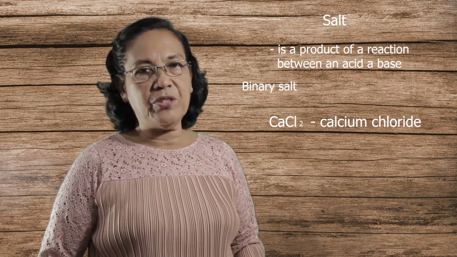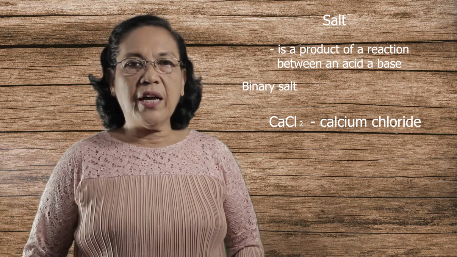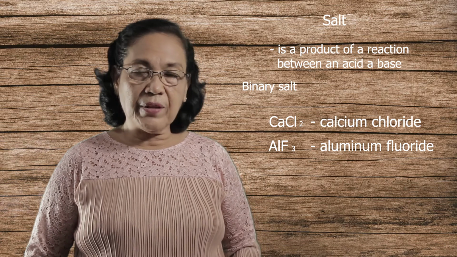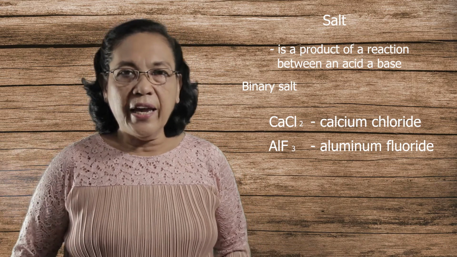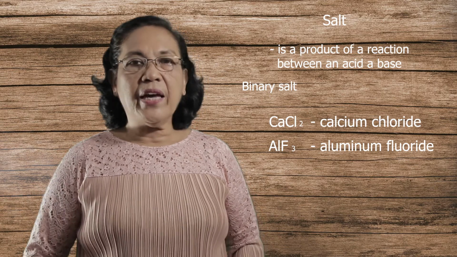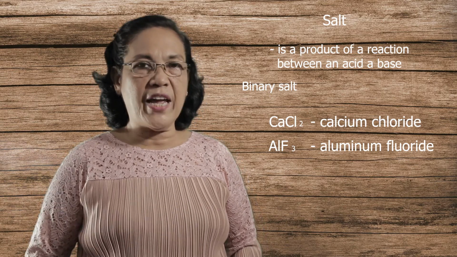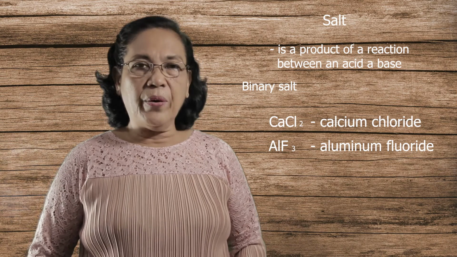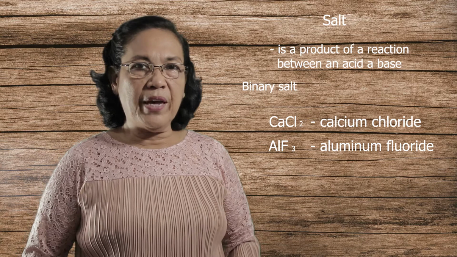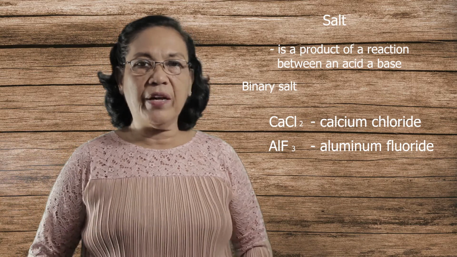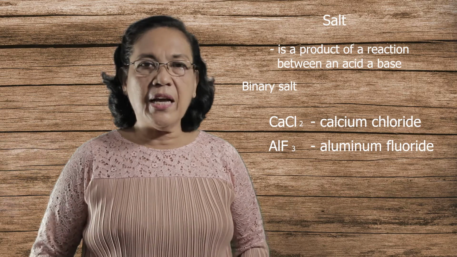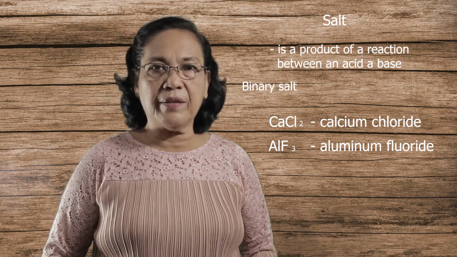Another example. Suppose we have the salt AlF3. What is this? Al is aluminum having a charge of +3. F has a charge of -1. So exchange of charges to become the subscripts. So we have AlF3. And the name of this compound is aluminum fluoride.